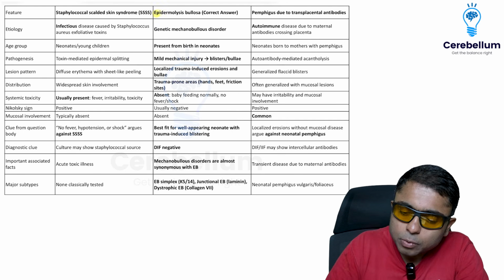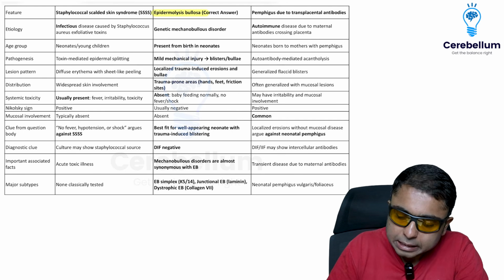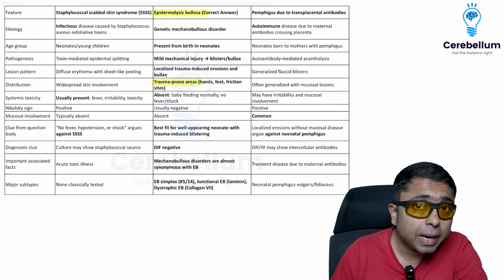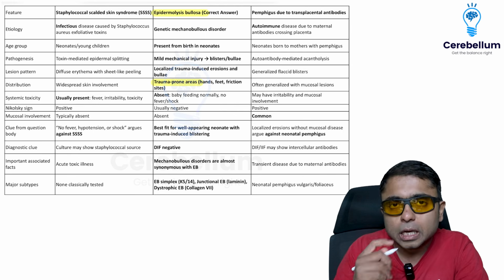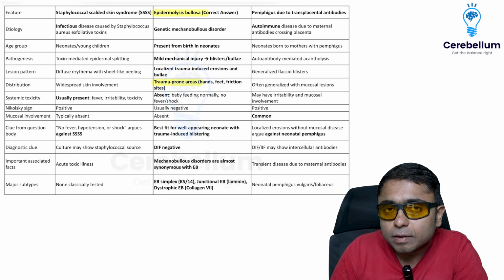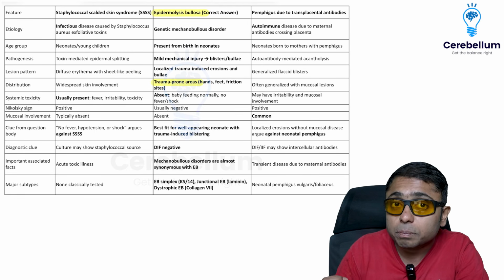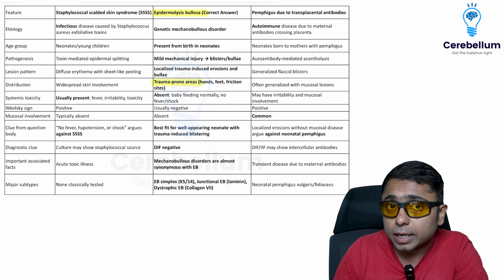So you can see epidermolysis bullosa. In this case, the site of involvement is trauma-prone areas. That is, this is basically a mechanobullous disorder. So wherever there is mechanical friction between the skin and the other person or whoever is handling the child, there is going to be development of a blister in the child.